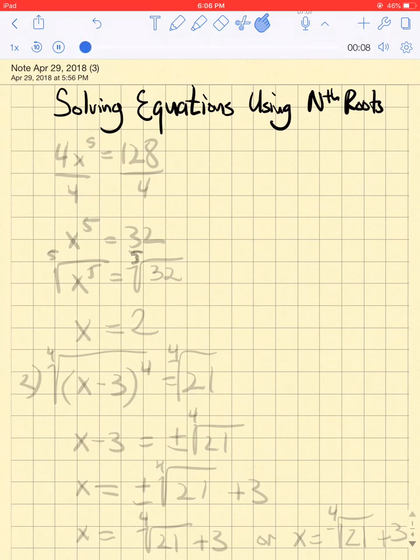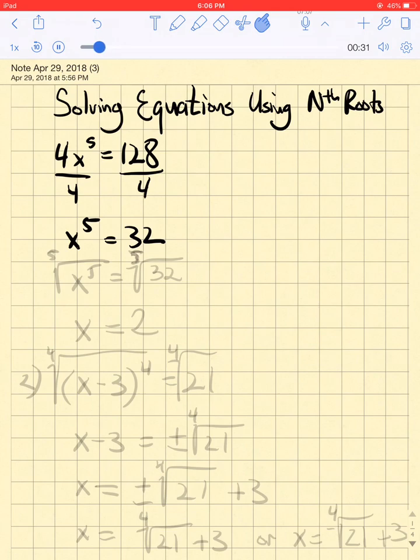Okay, well we have 4x to the fifth equals 128, right? So what can we do right away? Divide both sides by 4. Now we have x to the fifth, and this is going to be equal to 32.